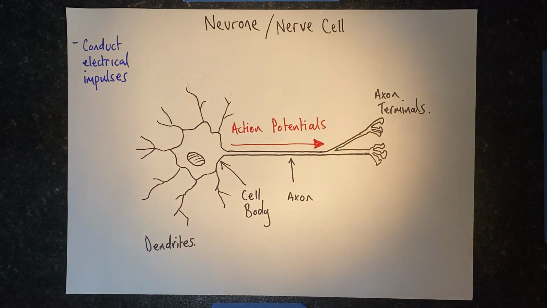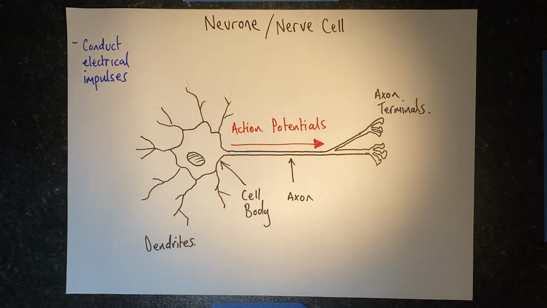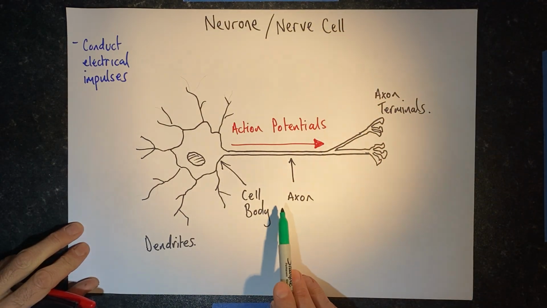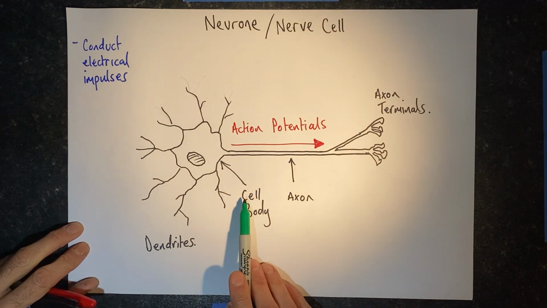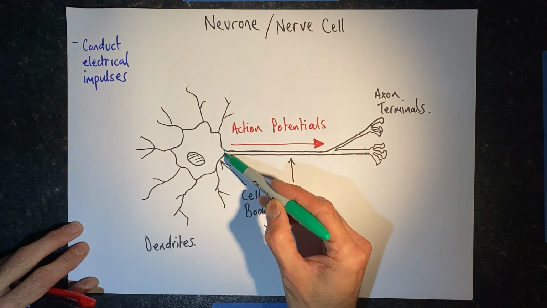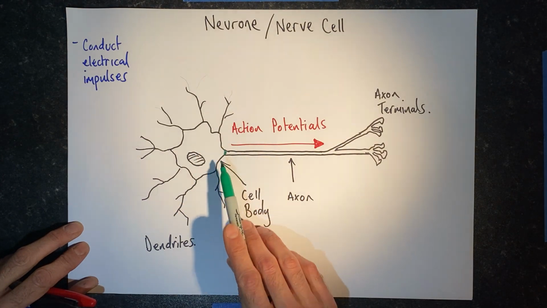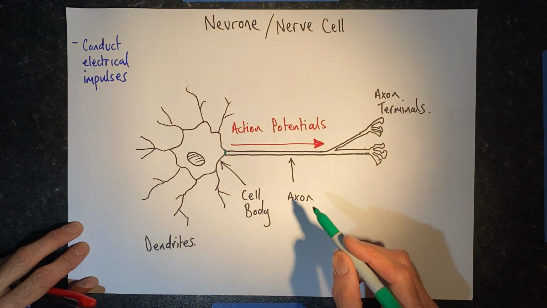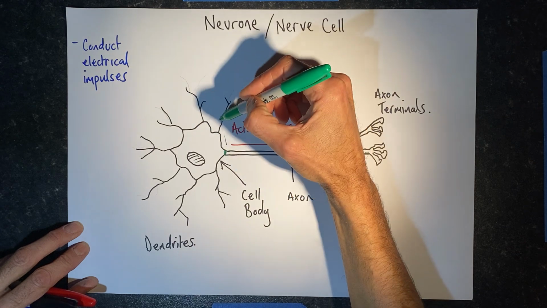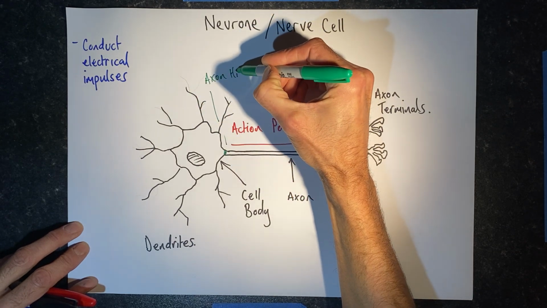Today we'll be continuing looking at a neuron, and we're going to be adding some more parts to it. Okay, so the junction between the cell body and the axon, we have this little junction here. This area of the neuron is known as the axon hillock.